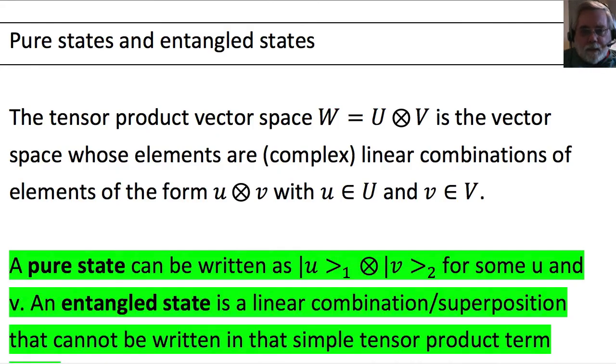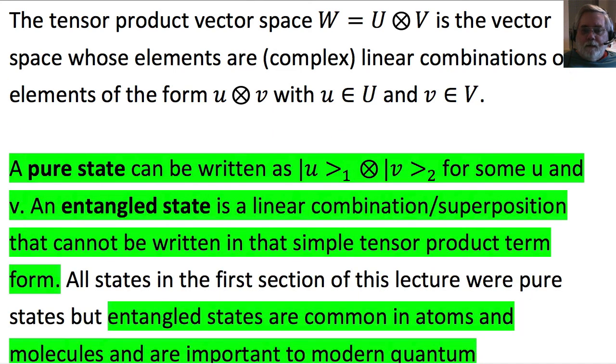Pure states and entangled states. The tensor product vector space, capital W equals capital U tensor product capital V, is the vector space whose elements are complex linear combinations of elements of the form u tensor product v, or ket u tensor product ket v. Different notation, same thing. With little u being an element of capital U and little v being an element of capital V.